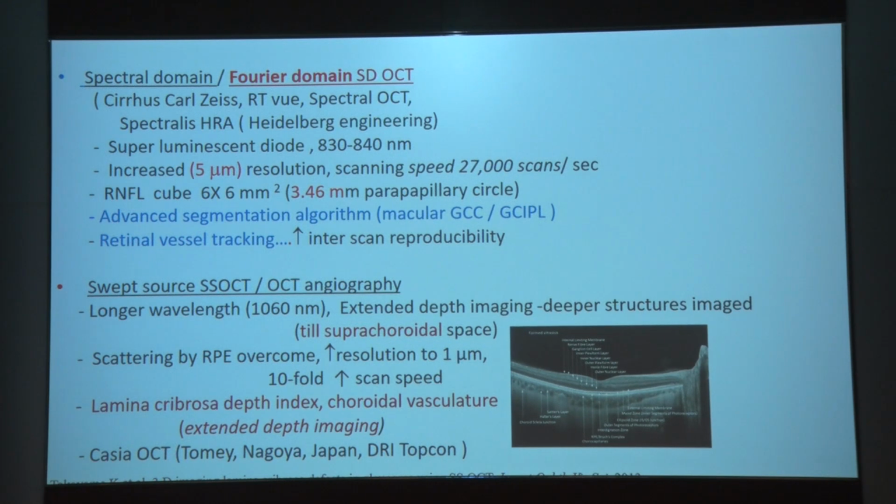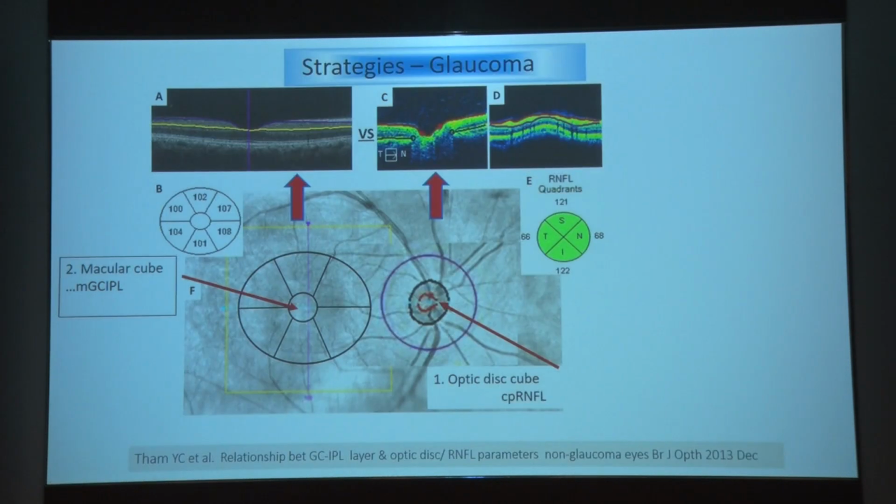Now, the new baby on the block is the swept source OCT and the OCT angiography. It has a much longer wavelength of 1060 nanometers. As I was saying about the extended depth imaging, the new aspects of lamina cribrosa biomechanics are coming up because it can visualize up to the suprachoroidal space. And it overcomes the scattering by the RPE. So that's just a brief overview of what all is available in OCT.